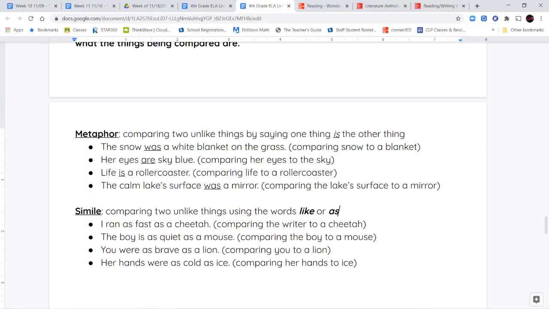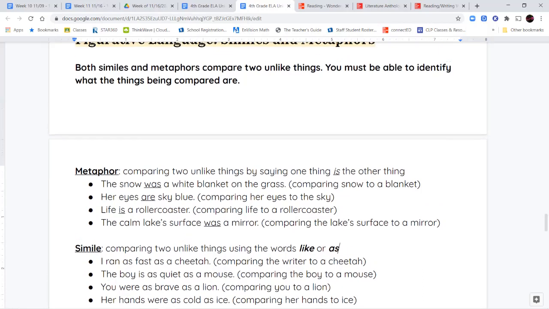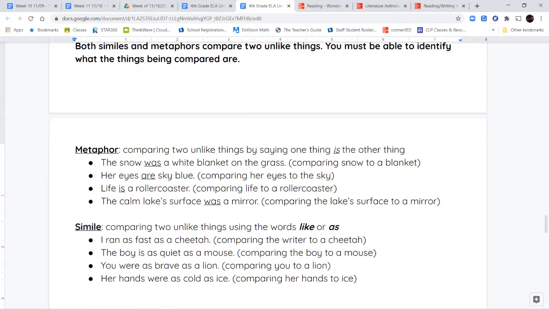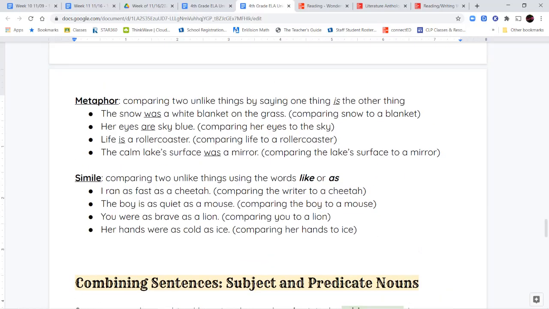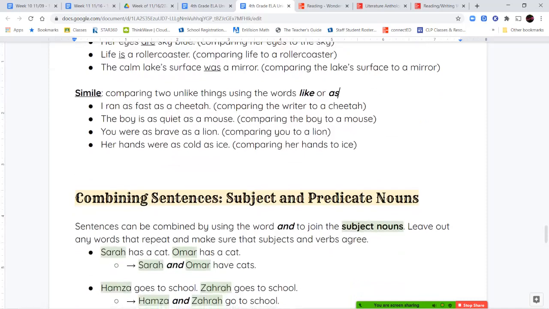So you need to make sure that you can identify exactly what's being compared. That's very important, and that's something that you're going to be asked about repeatedly throughout your assignments. So again, just to review, metaphors say one thing is the other thing. Similes compare the 2 things by using either the word like or the word as. So if you're not sure, look for one of these words in there, and you'll know which one you're dealing with.